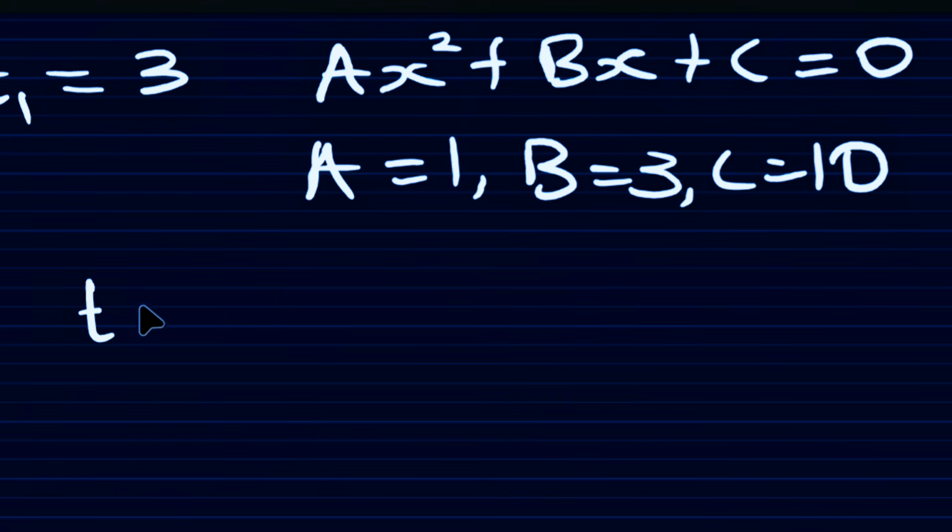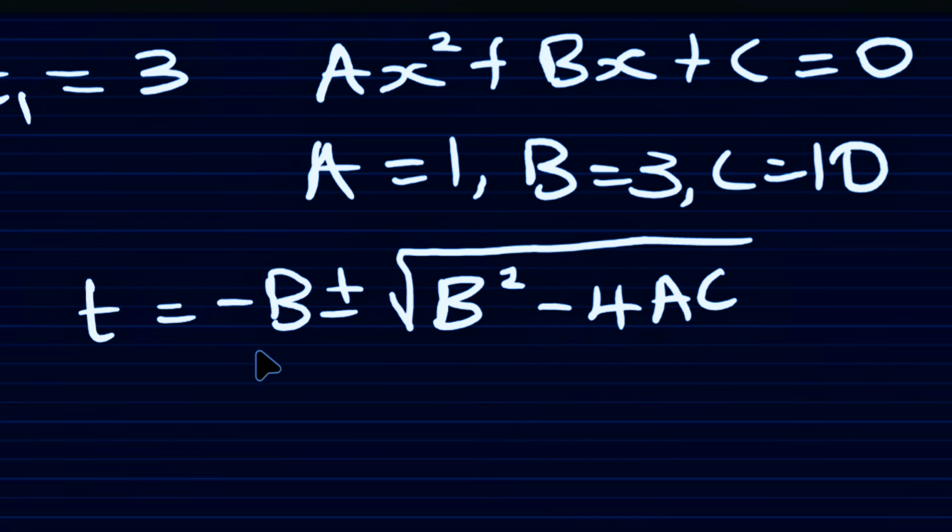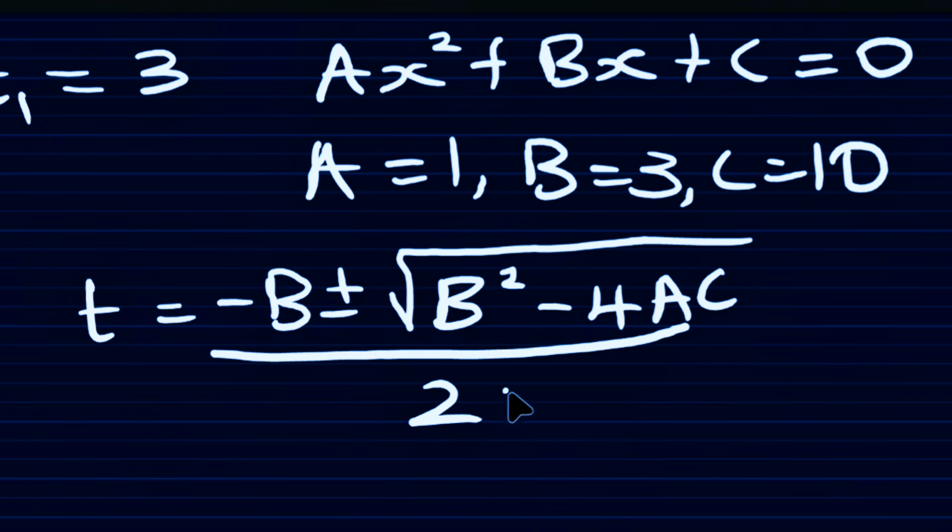So it simply means that t will be equal to minus b plus or minus the square root of b² minus 4ac, and we'll divide this by 2a. So all we need to do here is to substitute all these values in this formula. Remember that a equals 1, b equals 3, and c equals 10.